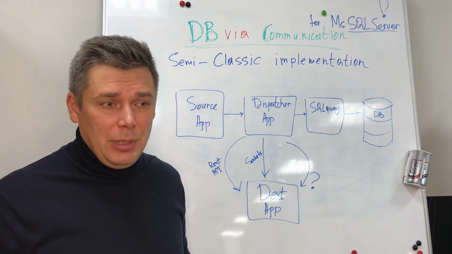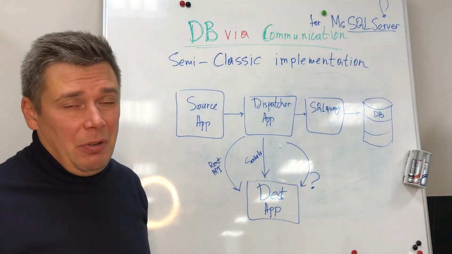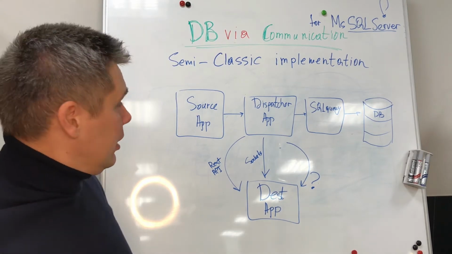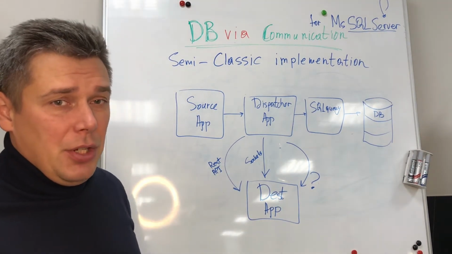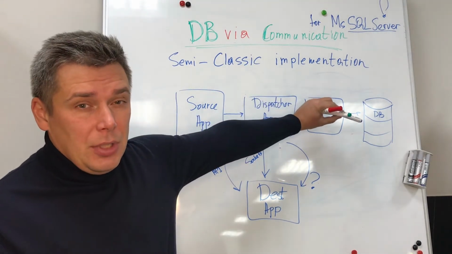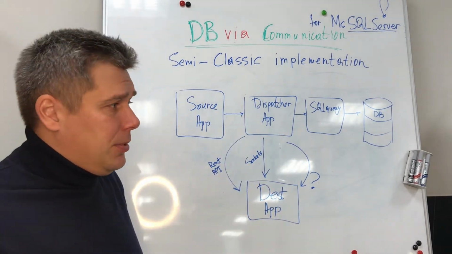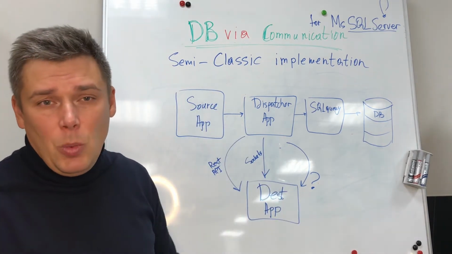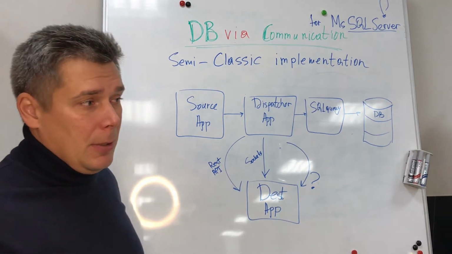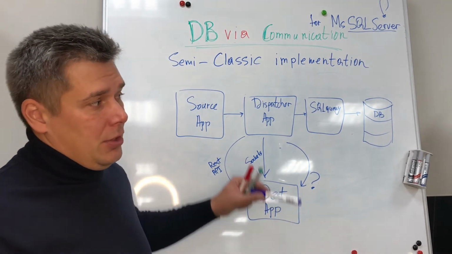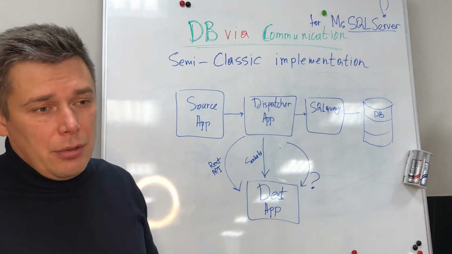Before switching to non-standard implementations, I'd like to mention a semi-classic implementation. It's also very popular, and we have to mention it anyway. We have a source application which sends data not directly to the database, but to some dispatcher application. Only after that, this dispatcher application inserts data into the database, and it notifies all our destination apps via different ways and protocols. Yes, it works, but the solution has its own pros and cons. The dispatcher app has to be stable. It's an additional application, an additional source of mistakes and errors, and so on.